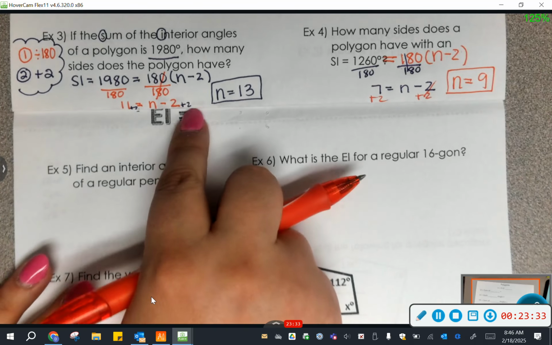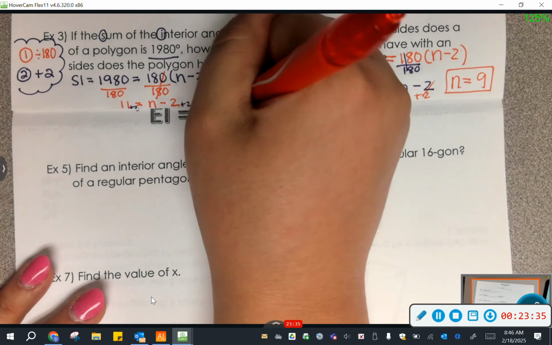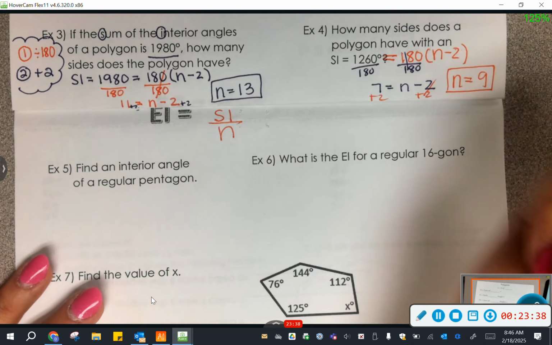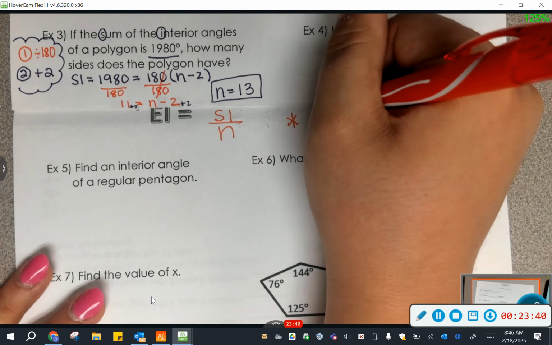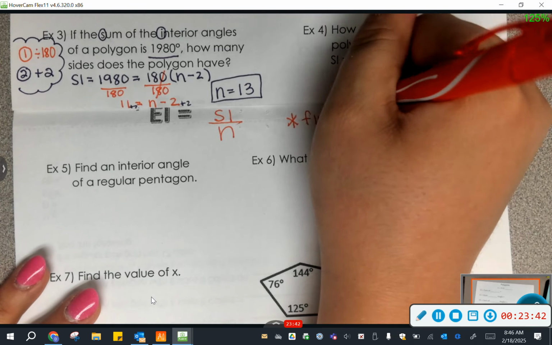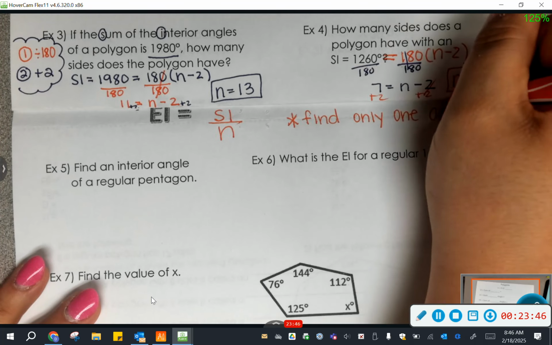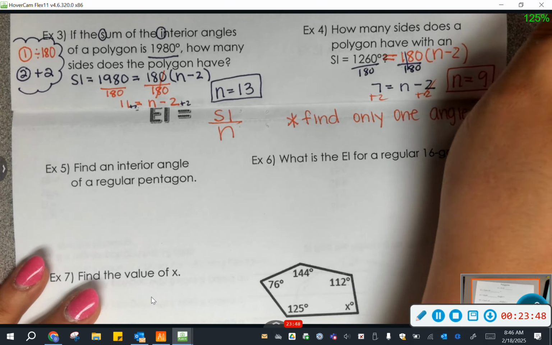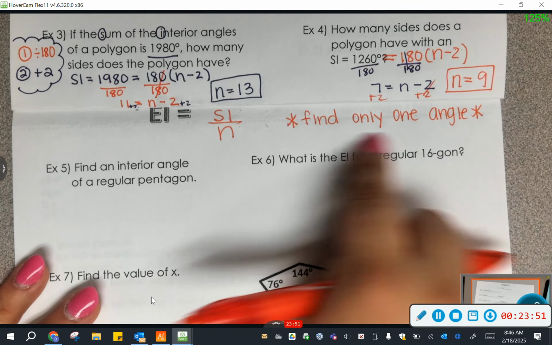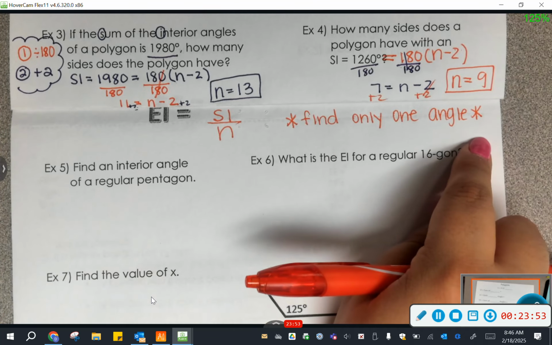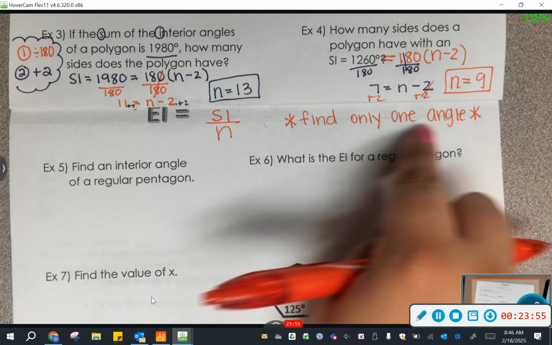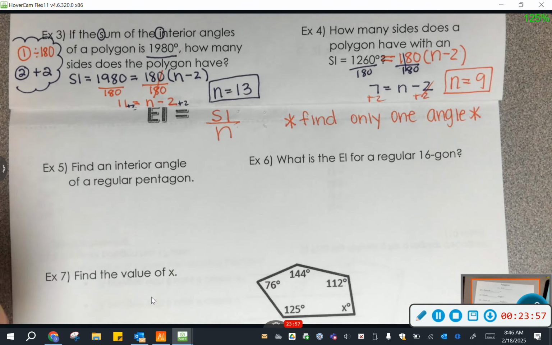Your EI, and it might be stapled, that's okay. Can you please write SI divided by N? EI is when you want to find one angle. When you want to find only one angle, that is when you are going to use this formula. Write that right there. You are going to use this when you want to find only one angle.